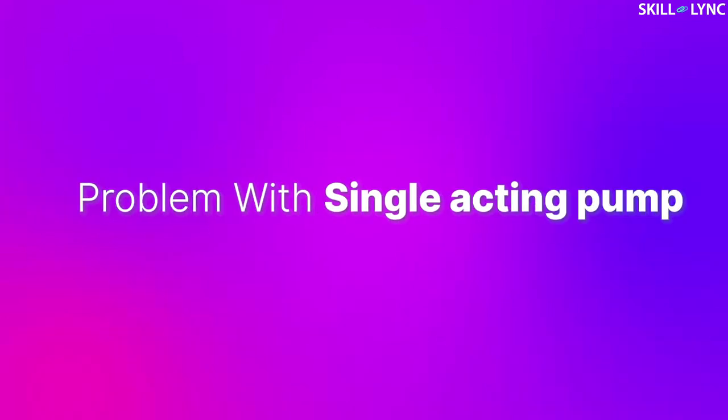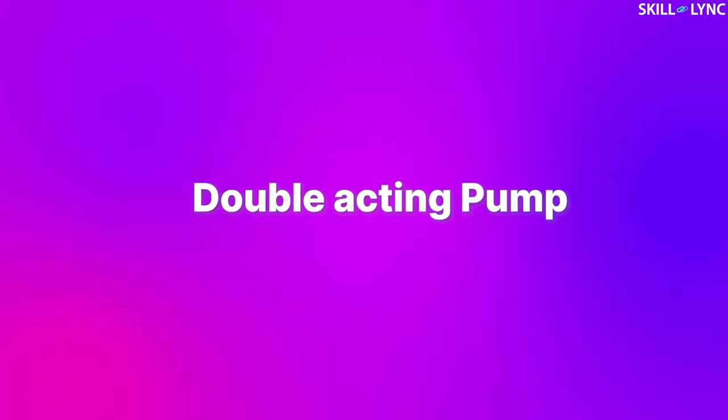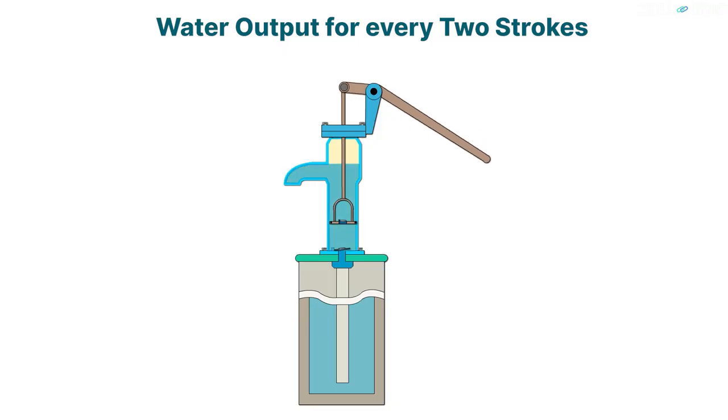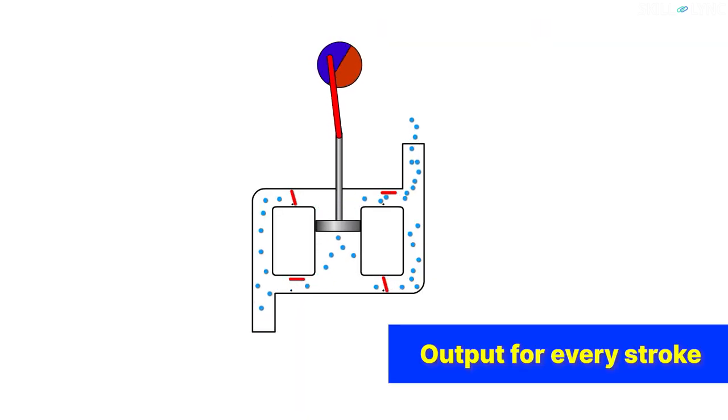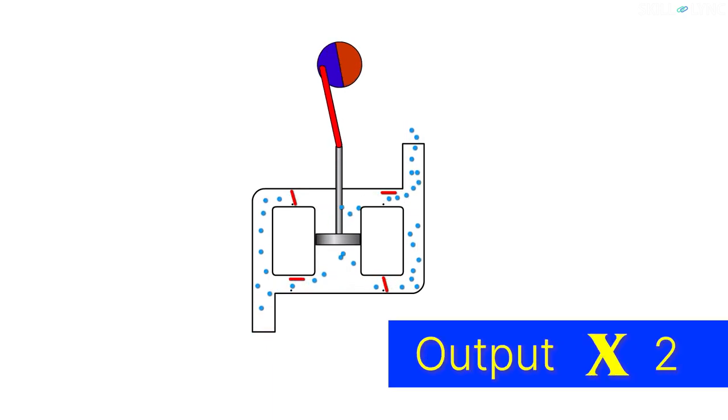But there is a small problem with the single-acting pumps. The supply of water is not continuous. This is solved with the help of a double-acting pump. The working of a double-acting pump is similar to the single-acting pump. Normally, in a single-acting pump, water is pumped through the output valve for every two strokes. Whereas, in a double-acting pump, this is done for every stroke of the piston. This doubles the output of the pump.